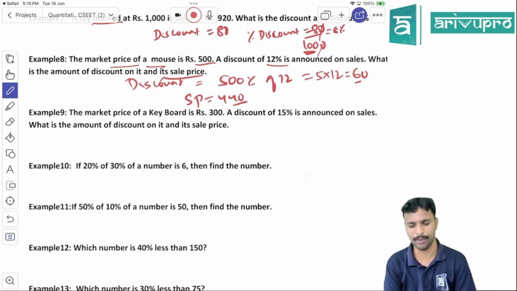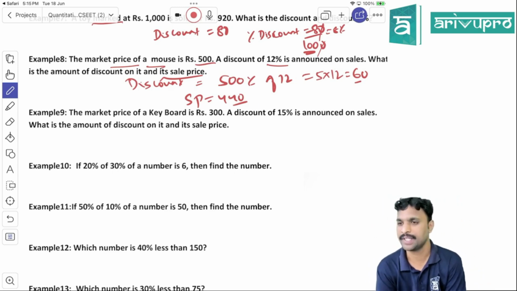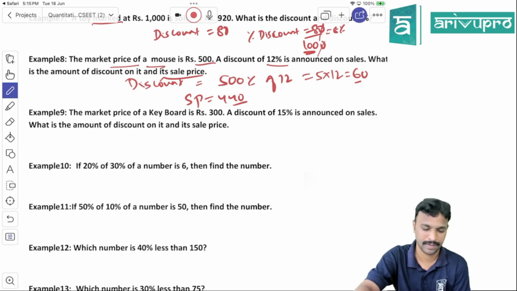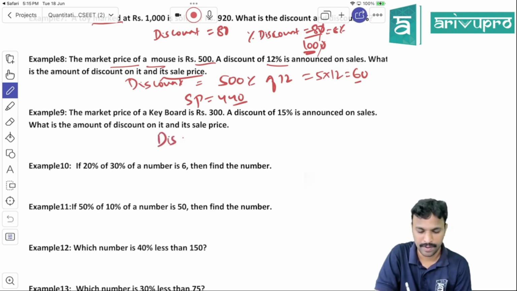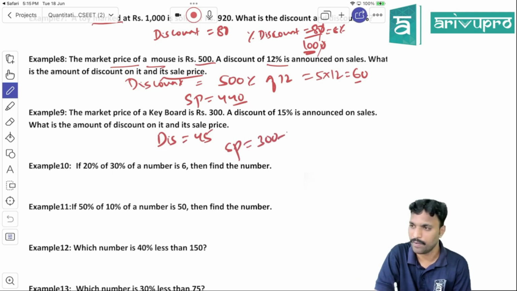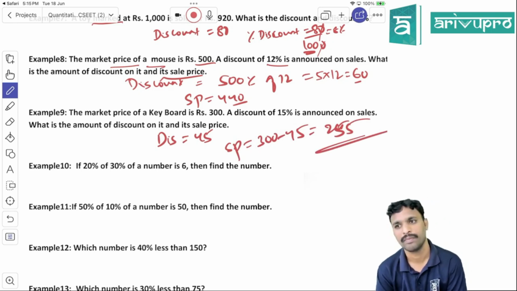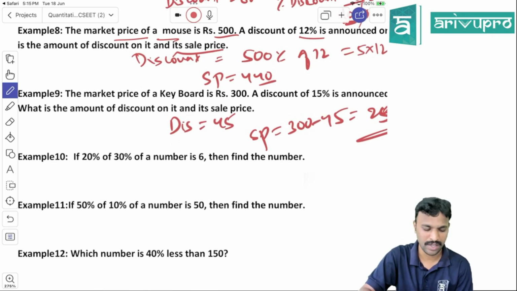Market price of a keyboard is 300. A discount of 15% is announced on sales. What is the amount of discount and its sale price? 15% of 300 is 45. Discount is how much? 45. So sale price is 300 minus 45. How much? 255. Clear? Let's move on to the next question.